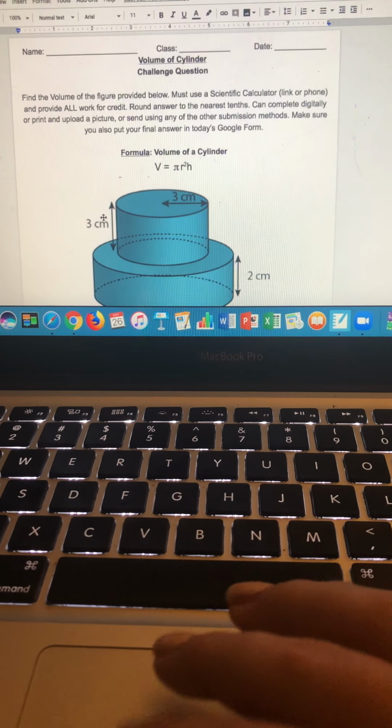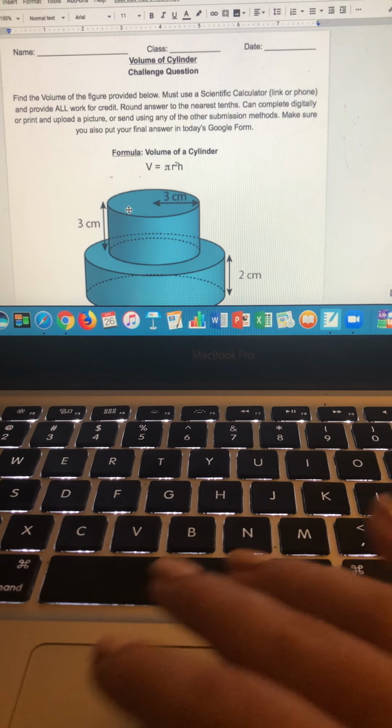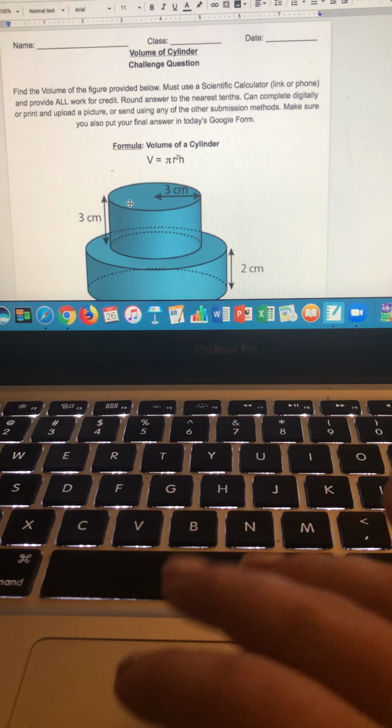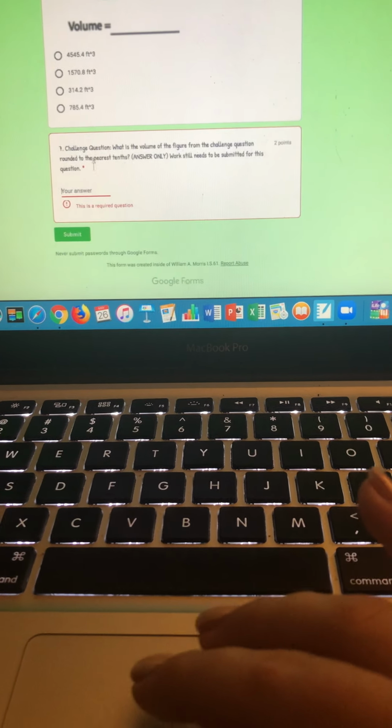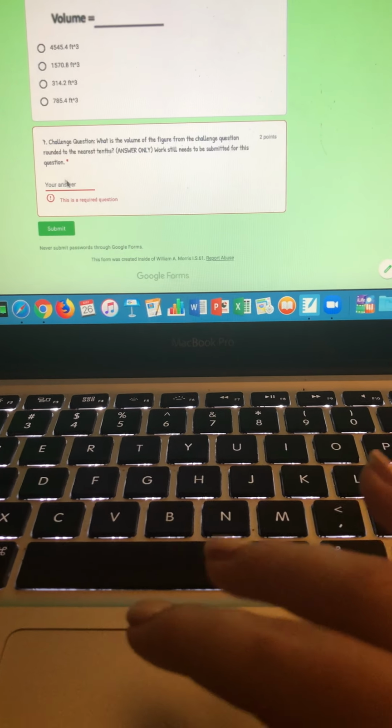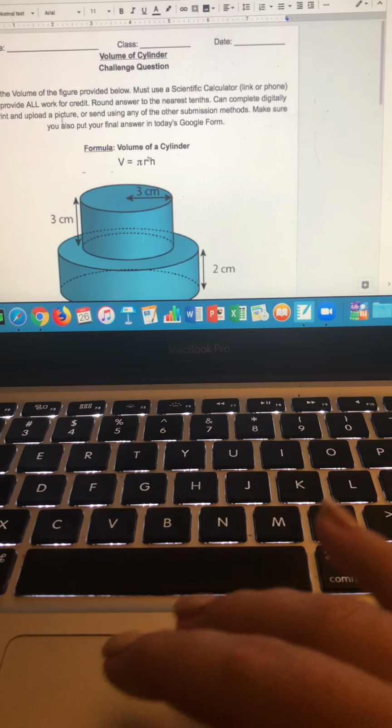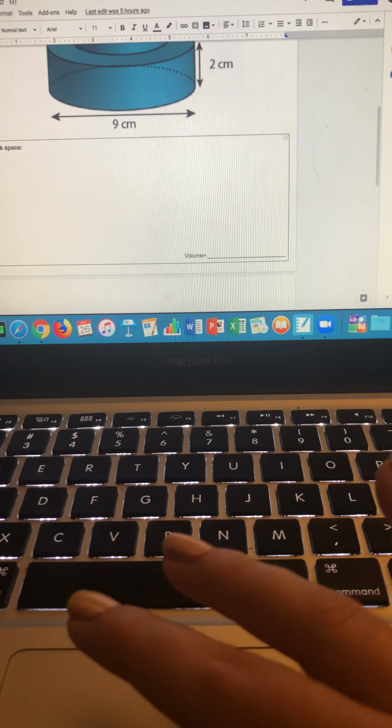Okay, so this is only for the challenge question. The other questions, you do your own work on your own. You're just gonna answer the questions 1 through 6. They're multiple choice. But for number 7, you have to put your solution in and then show your work on the Google Doc. Okay, I hope that was clear.